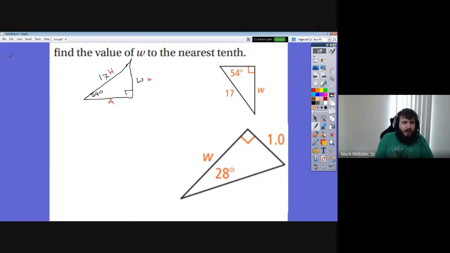And I look up and I say, all right, well, I don't have the adjacent, so I know I can't possibly be using cosine or tangent. Those are out because I don't have the right info to use those. I have to use sine. So look, we're saying the sine of 54 degrees equals opposite over hypotenuse.